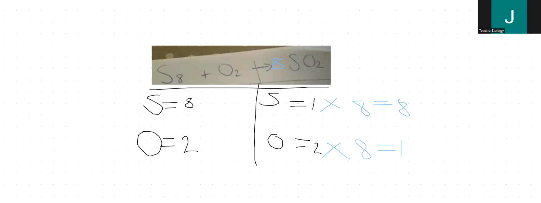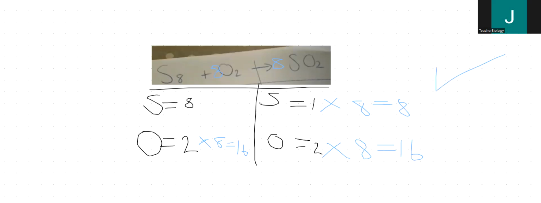But now I see I only have 2 oxygens here. So I need to multiply it also with 8 to get 16. So with another color, I can see I forgot to write my 8 here. I write my 8 here. And I go and check. 8 sulfur, 16 oxygen, 16 oxygen.